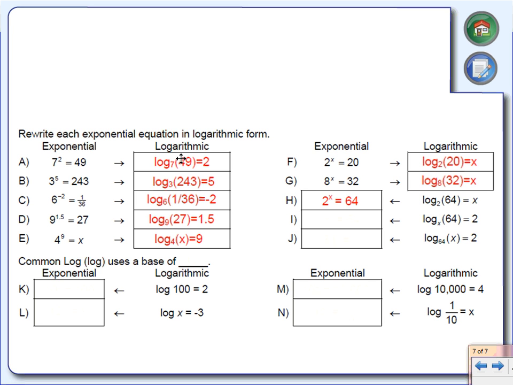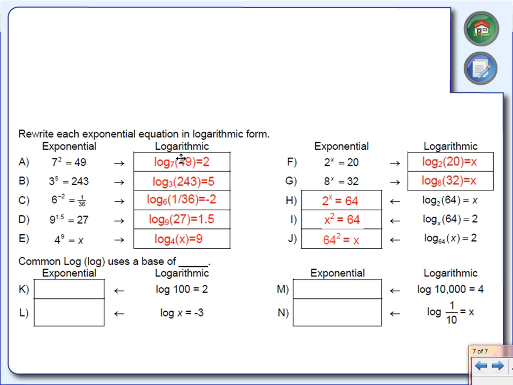What about the next one? X is the base, good. The exponent on that base? 2. And it's going to equal 64. So we end up with the exponential x squared equals 64. And the last one, j there, we have what for the base? 64. The exponent is 2, and it's going to equal x. So 64 squared equals x.